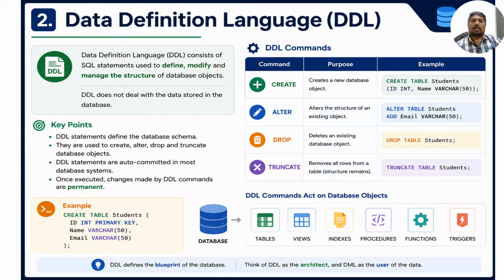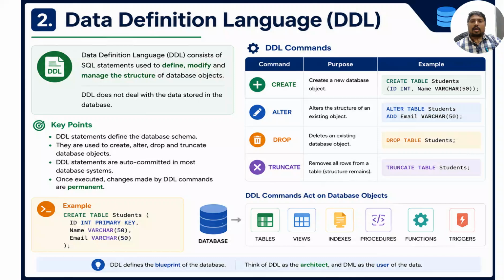Drop command is used to delete existing database objects, such as dropping a database or dropping table student. Truncate command is used to remove all rows from the table. The structure remains the same, meaning the table remains, only the data in that table will be removed. Such as truncate table student: information in the student table will be lost, but the student table will remain. An example is create table student with ID, name, and email. This command is used to create table student with columns ID, name, and email.